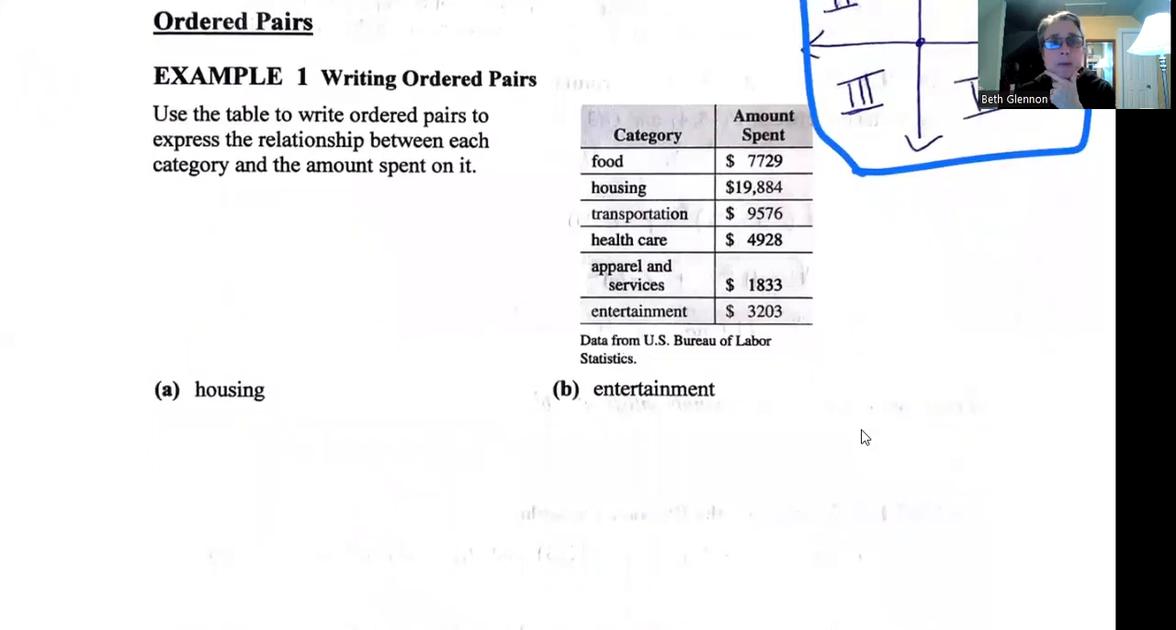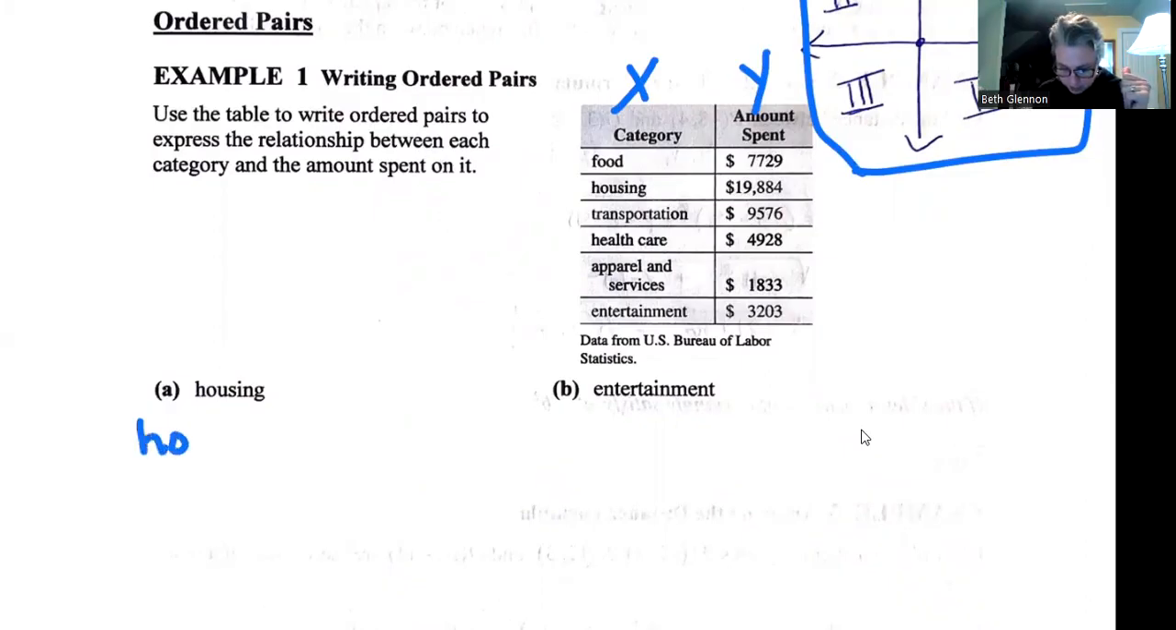It says, use the table to write the ordered pairs and express the relationship between each category and the amount spent on it. So we're talking here about the category being our x and the amount spent as being our y. So they want to talk first about housing. So you just want to write that as an ordered pair.